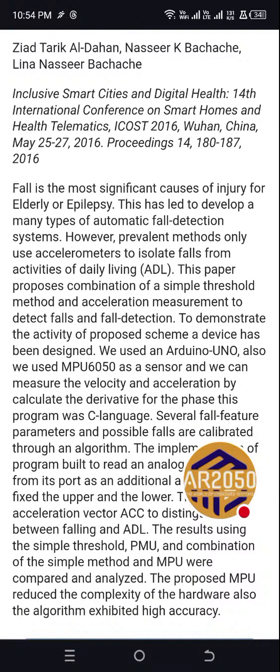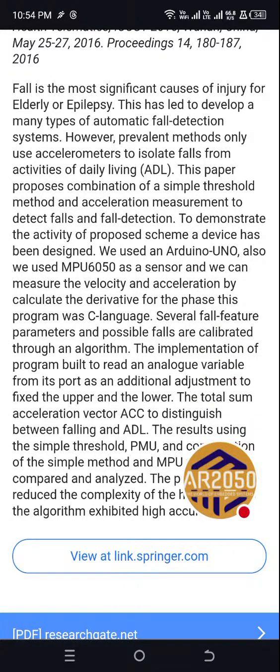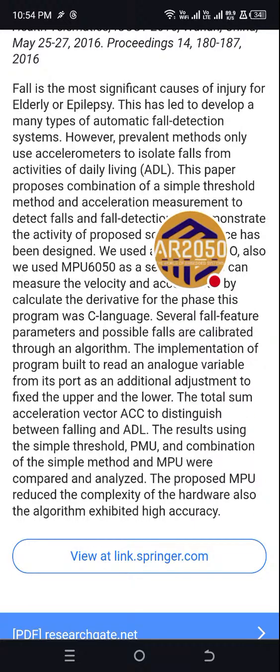Anyways, to demonstrate the activity of the proposed scheme, our device has been designed. We use an Arduino Uno and we use the MPU 6050 as a sensor, and we can measure the velocity and acceleration by calculating the derivatives of the phase. This program was written in C language. Several fall feature parameters are possible. Falls are calibrated through an algorithm. The implementation of the program is built to read an analog variable from its port as an additional adjustment to fix, blah blah blah.